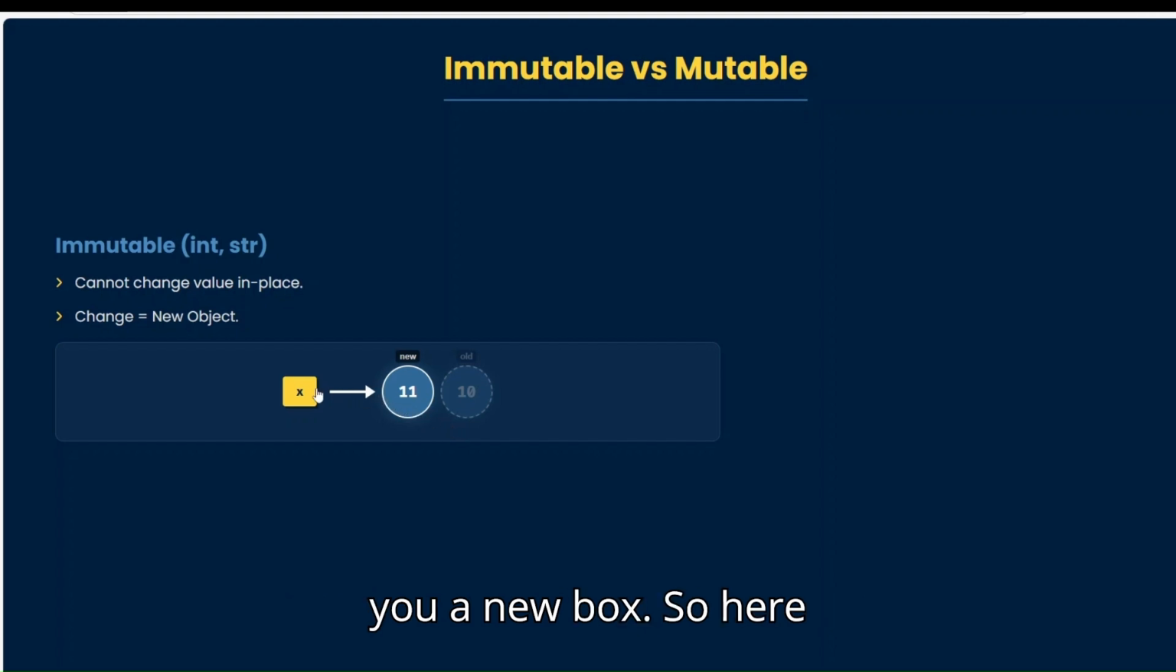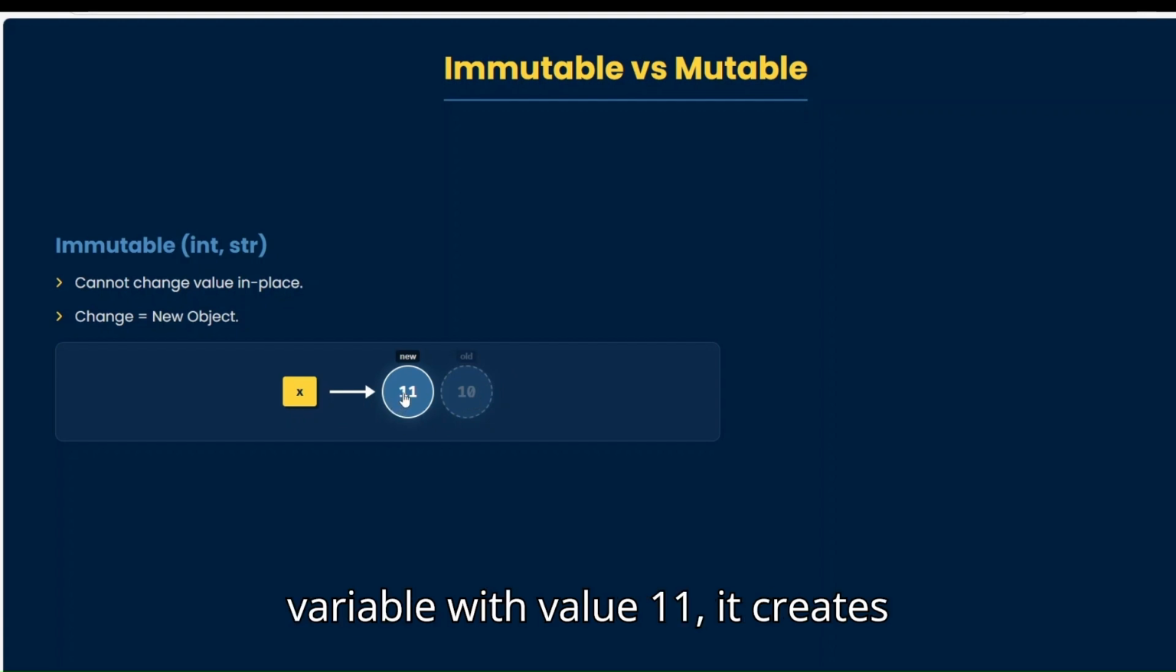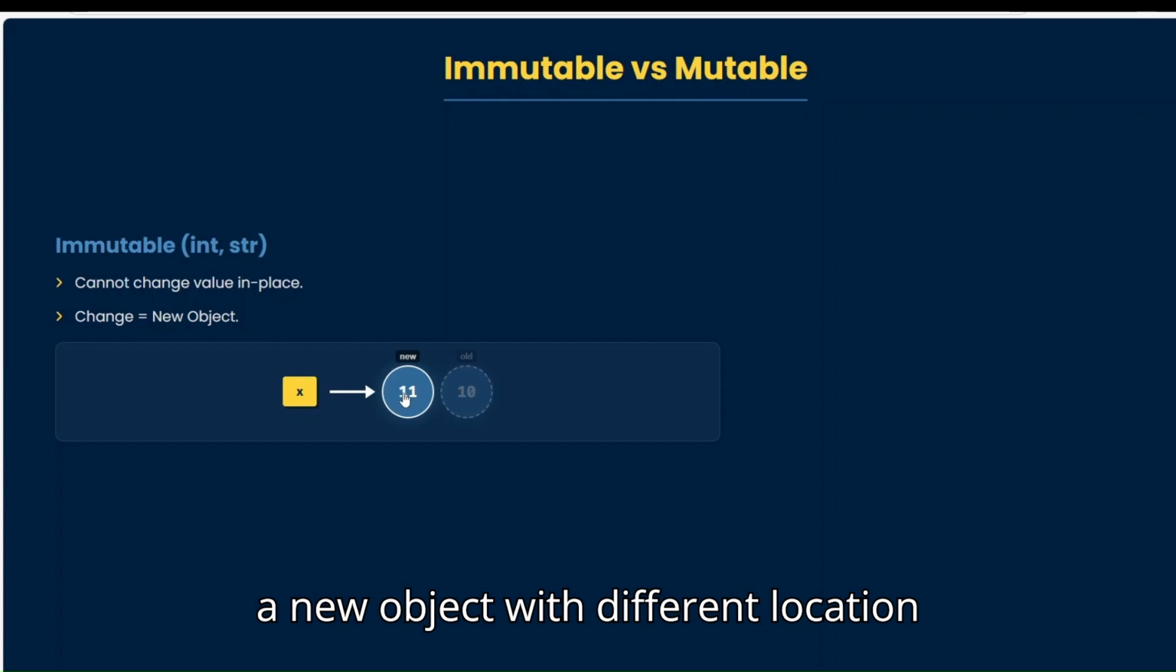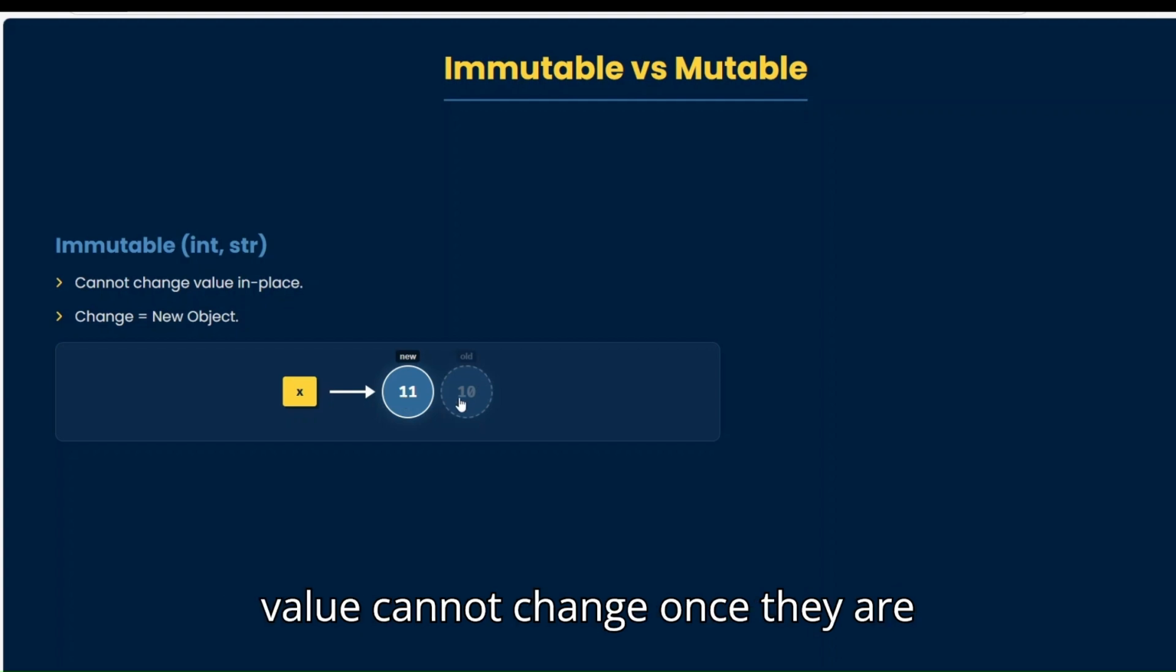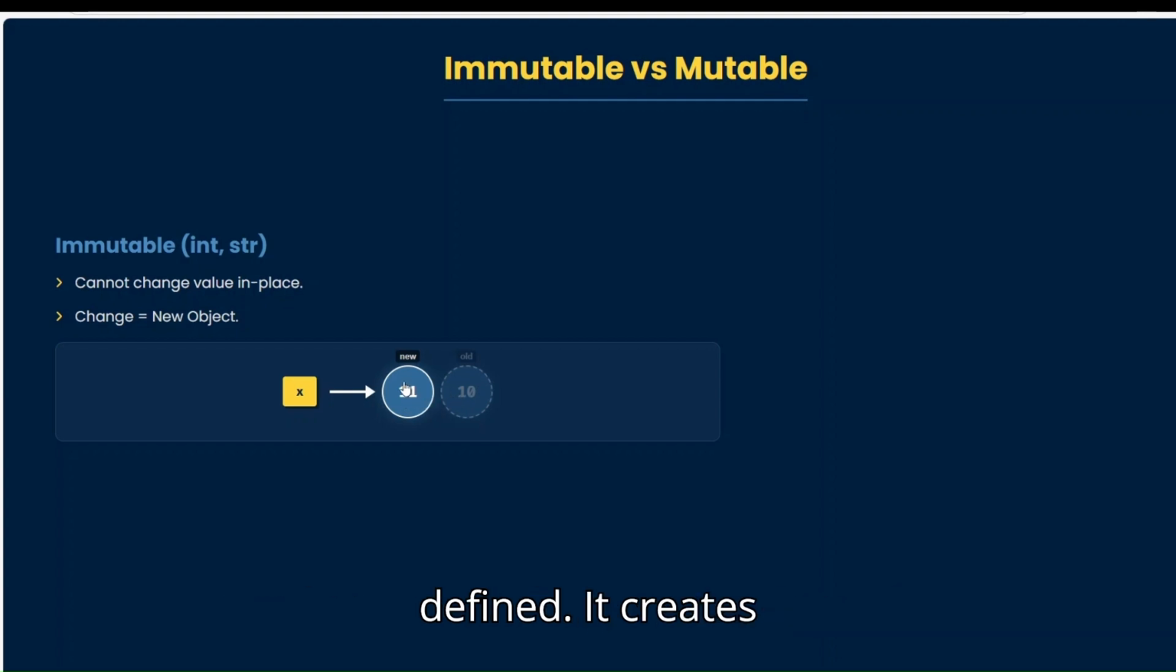So here, in the example, the variable x refers to the object value 10, but when we reassign the x variable with value 11, it creates a new object at a different location in memory. That means immutable objects' values cannot change once they are defined.